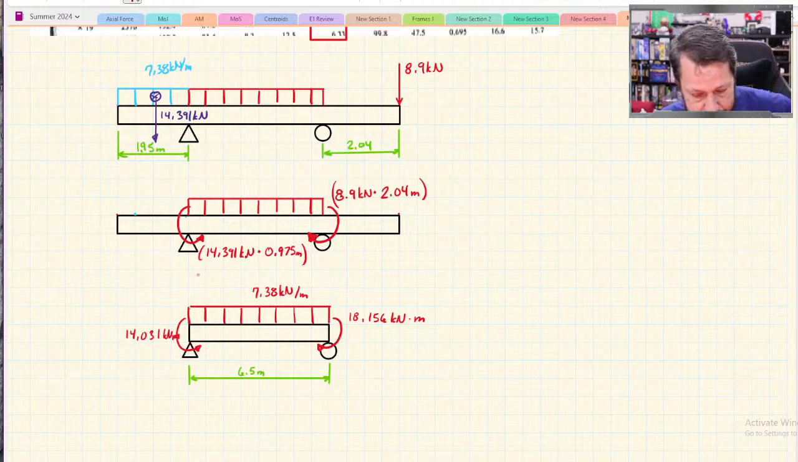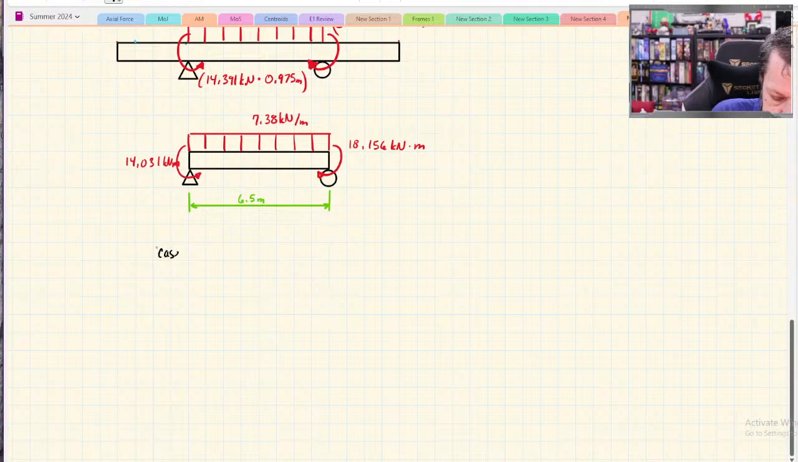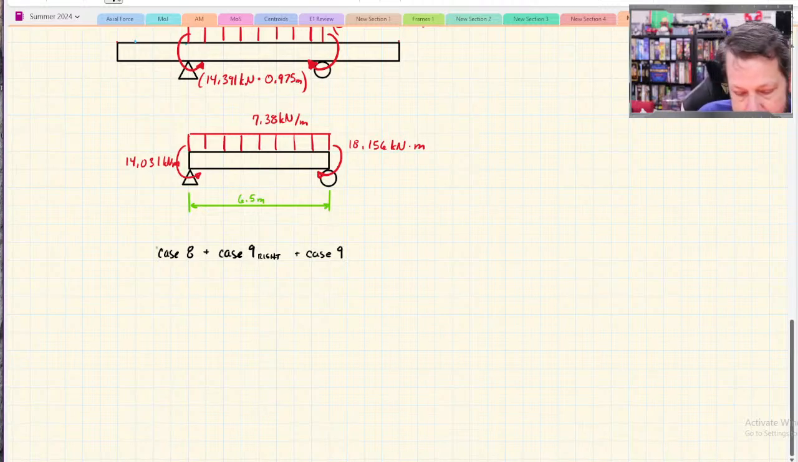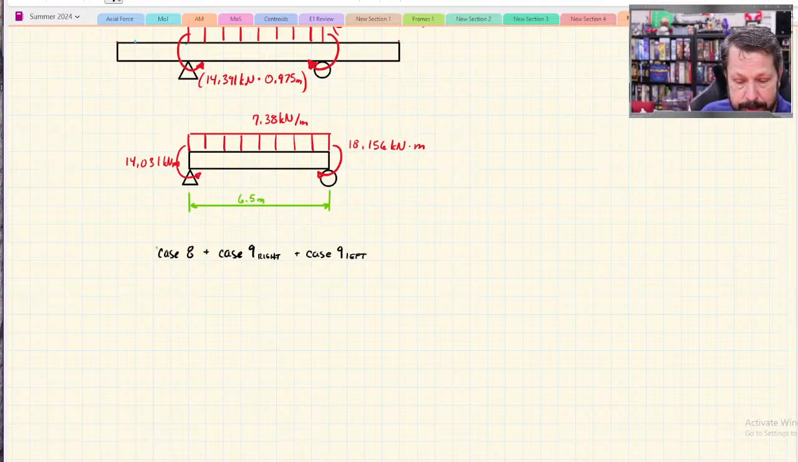So let's see if we can calculate that. This is going to be 3 cases put together. We're going to take case 8, add it to case 9 for the moment on the right end, and then do case 9 again for the moment on the left end. We can add all of those together using superposition, and we'll get the deflection in the center of the span. So case 8 is the simplest one. Let's do that first.